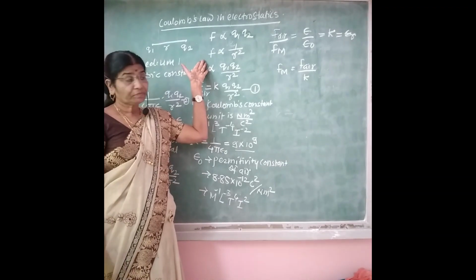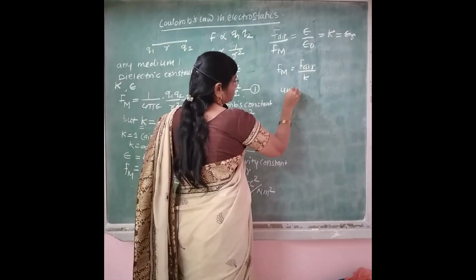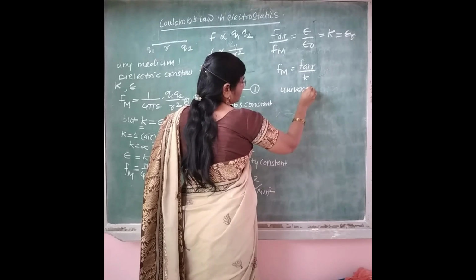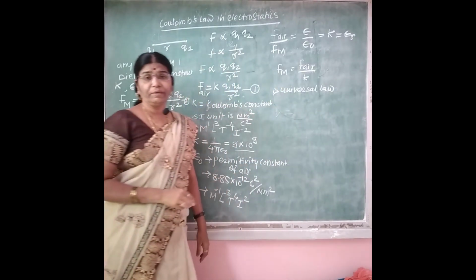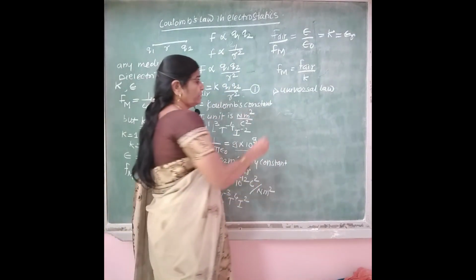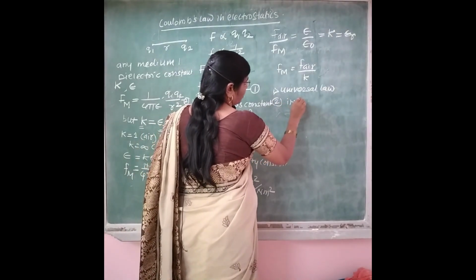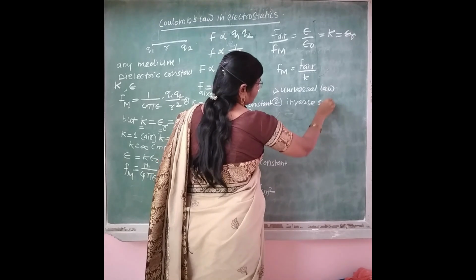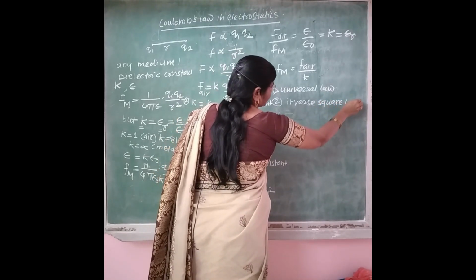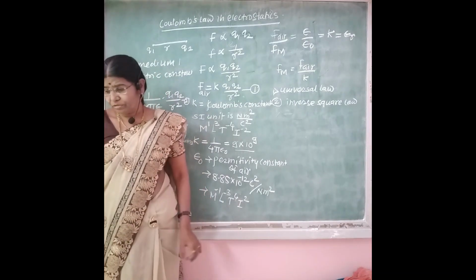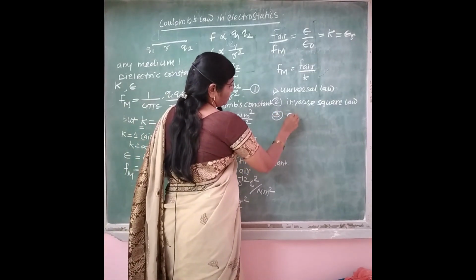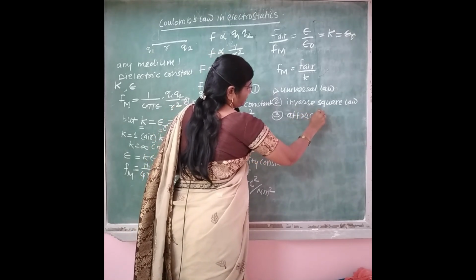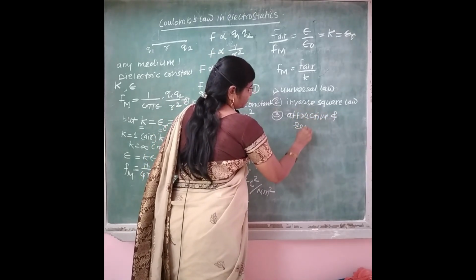Coulomb's law is the universal law, because in the universe it holds good. Second, it is called the inverse square law. Also, this force, that is the Coulomb's force, is attractive as well as repulsive.